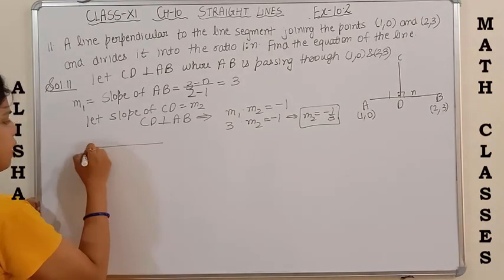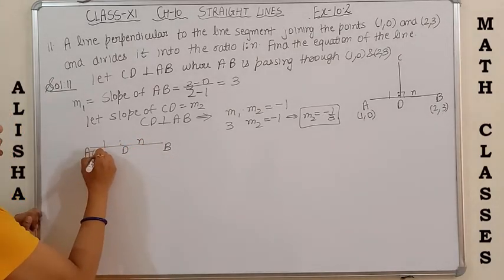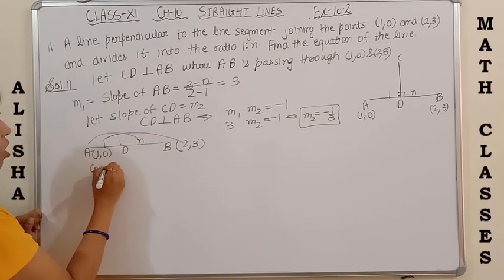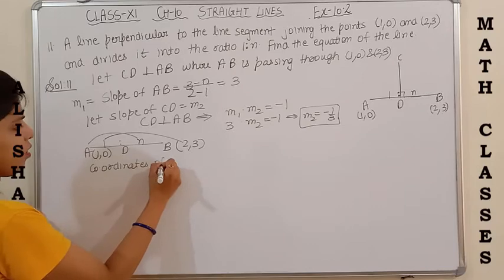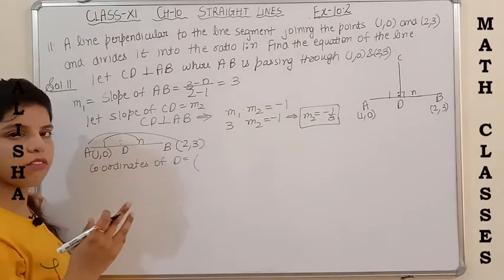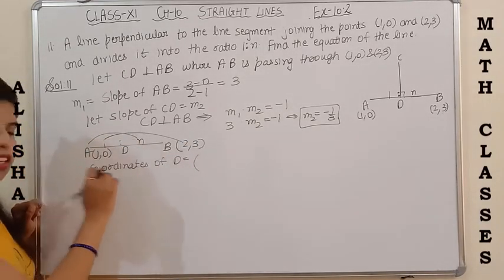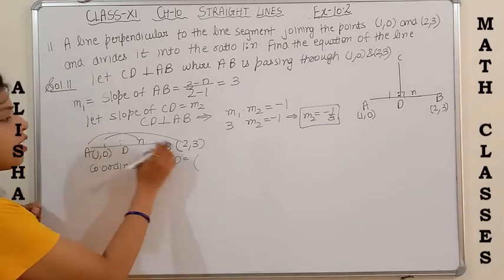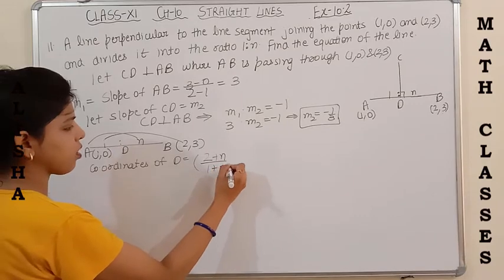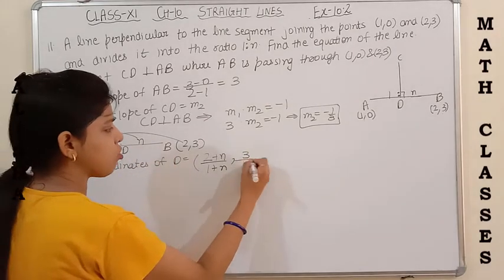So this is the line AB and D is the point which is dividing the line AB in the ratio 1:n. The coordinates of A are (1, 0). The coordinates of B are (2, 3). So just apply the section formula, very easy. Coordinates of D are given by, as all of you have done, cross multiply: (m1 x2 plus m2 x1) upon (m1 plus m2). If you don't remember the formula, just apply the shortcut, cross multiply. First you have to multiply both the ratio with the x coordinate, because first we have to find the x coordinate. Now 1 into 2 is 2 and n into 1 is n, upon 1 plus n. And again, 1 into 3 is 3 and n into 0 becomes 0. So 3 upon 1 plus n.